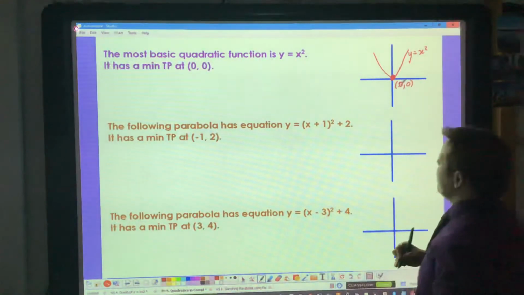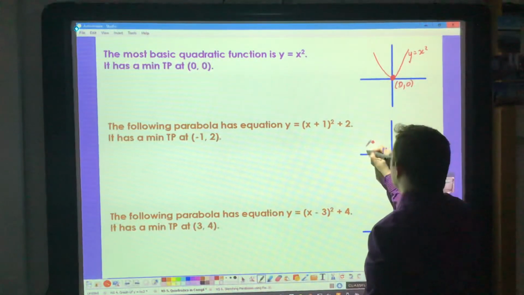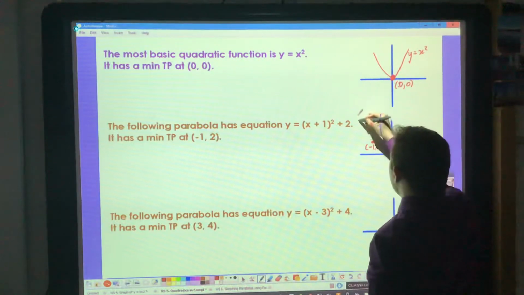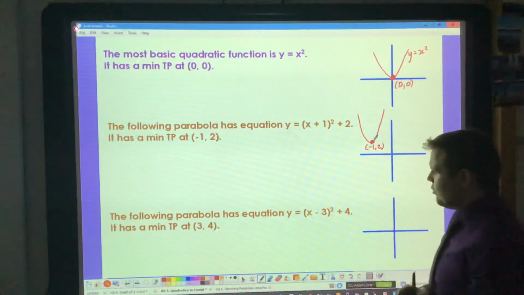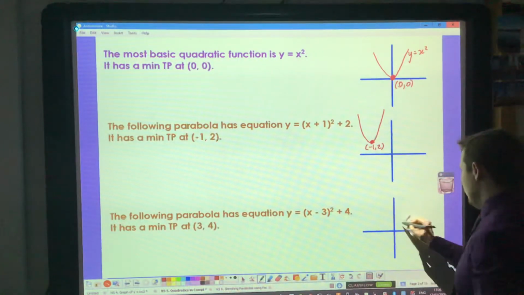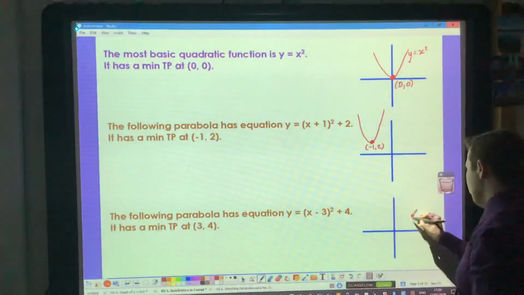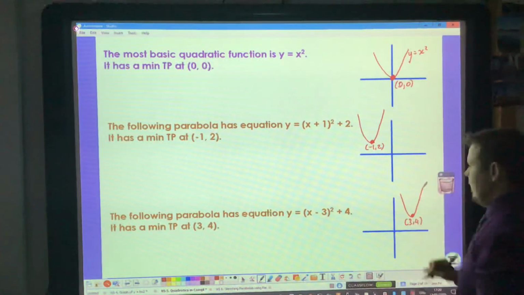Okay, the following parabola's got equation x plus 1 squared plus 2, and I'm telling you the turning point is at minus 1, 2. So it's going to be like that. Okay, and then the last one, y equals x minus 3 squared plus 4, is going to be along 3, up 4, which is going to go like that.